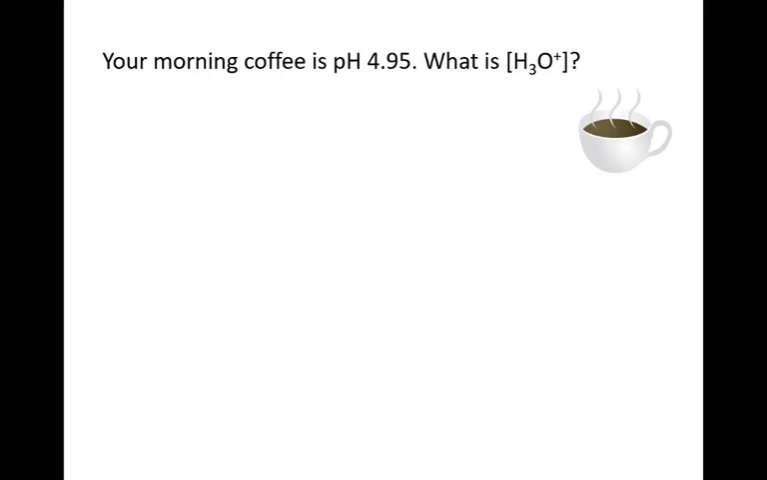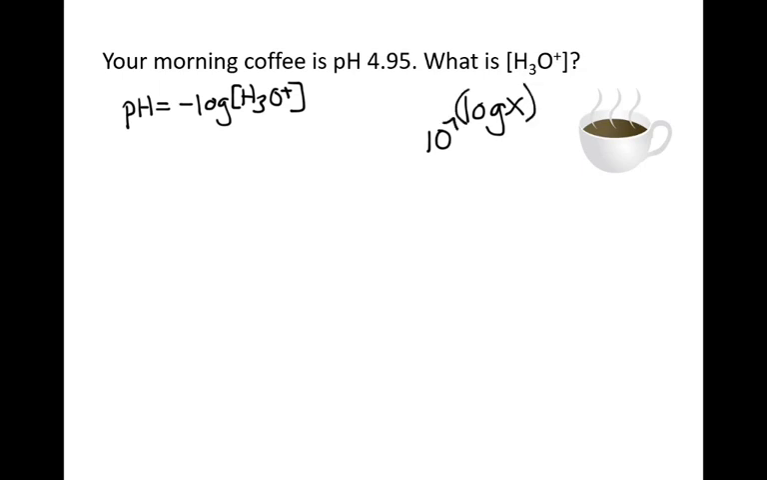But what if we want to go the other way? The pH of your coffee solution is probably something like 4.95. And so how can we find the H3O plus concentration? So we know that pH equals negative log of H3O plus. And if we want to solve for the H3O plus concentration, we need to get it out of the log. So how do we get rid of a log? So if you have log of x and you raise it to, so 10 to the power of log x will equal x. So we need to raise both sides of our equation to the power of 10.